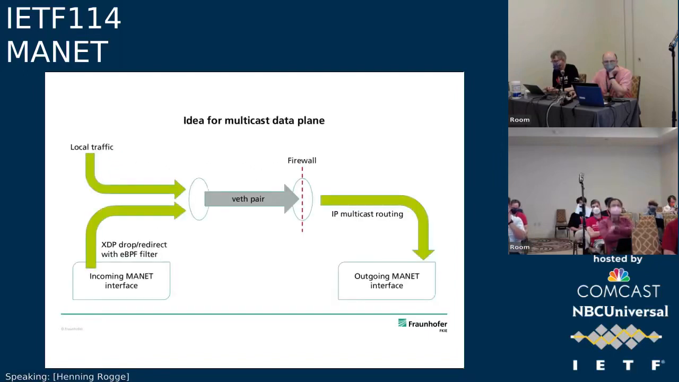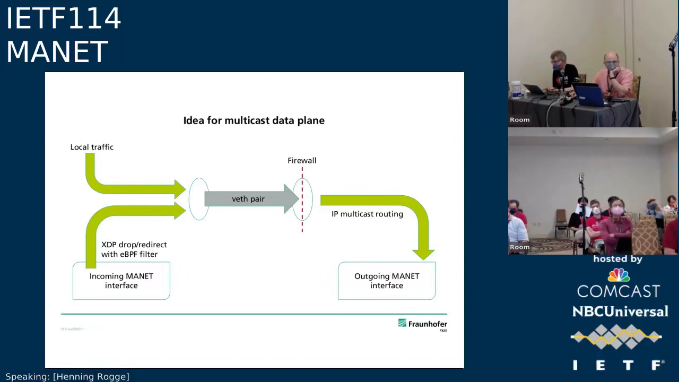So what I would like to do is combine all these things. We have a virtual Ethernet in the middle, so this resolves the local traffic part. We have at the end of the virtual Ethernet a firewall to make sure what's going on with traffic before we forward it. We use normal IP multicast routing on the outside to go to an outgoing Manet interface.